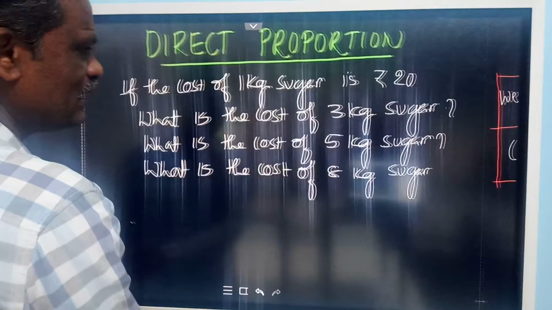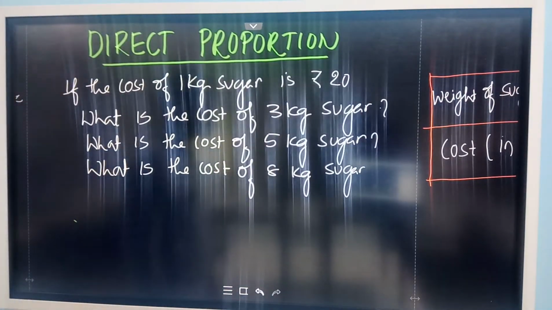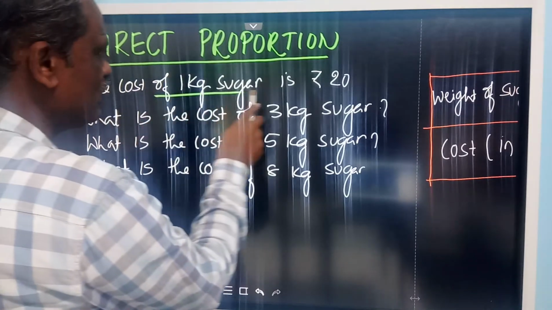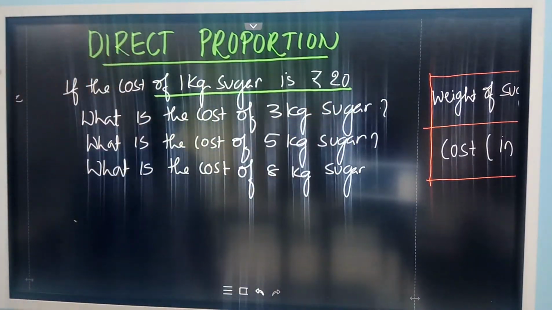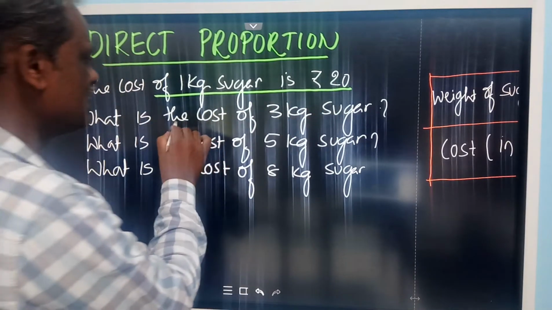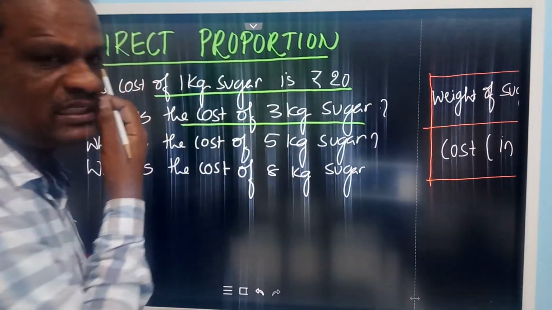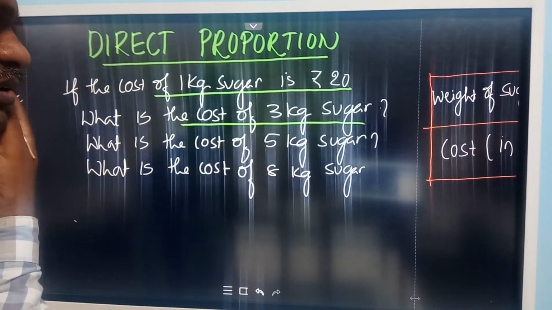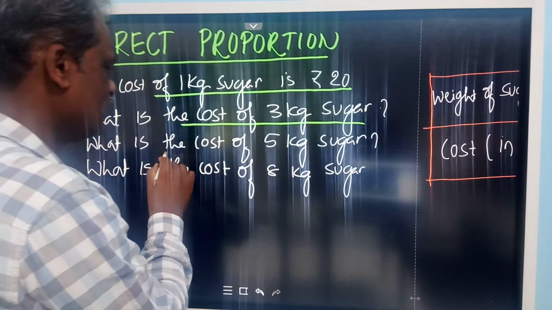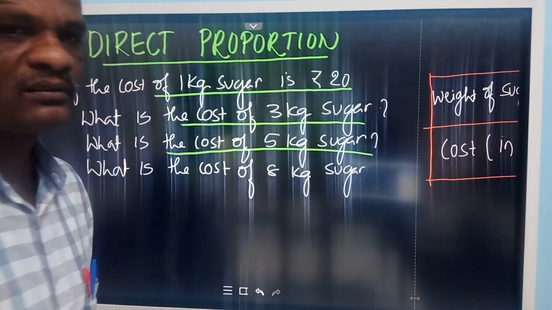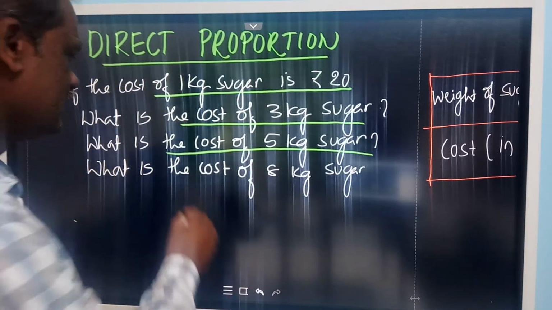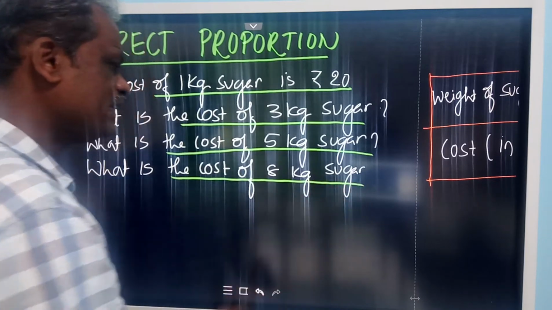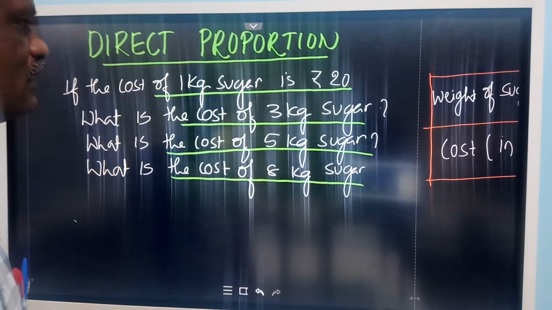So let us see another example for direct proportion. If the cost of 1 kg sugar is rupees 20, what is the cost of 3 kg sugar? Increases or decreases? If I ask you the cost of 5 kg sugar, it increases. Increase to 8 kg sugar, cost also increases.